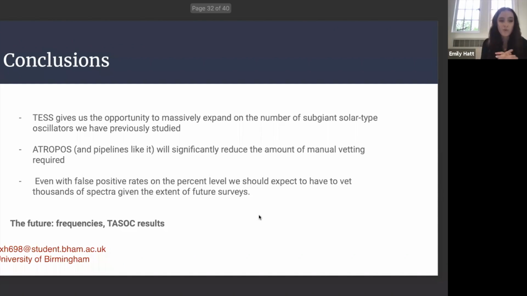So in terms of the future and where we're going, of course, we want to return those frequencies, as I spoke about. We are also waiting on data from TASOC, which are asteroseismic ready light curves. All of the work that I've done and spoken about today uses SPOC light curves. So we do expect that some more solar types will pop out of the TASOC light curves, and then that catalogue will be bolstered there. And that's pretty much all I wanted to say today. So that's where I'll end my talk.